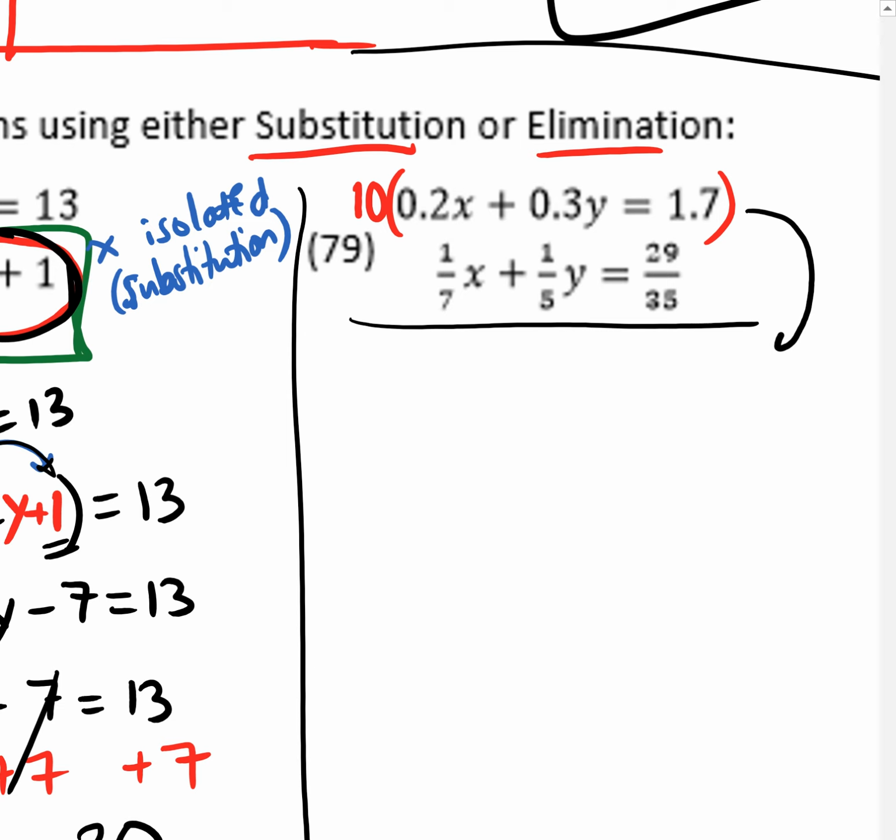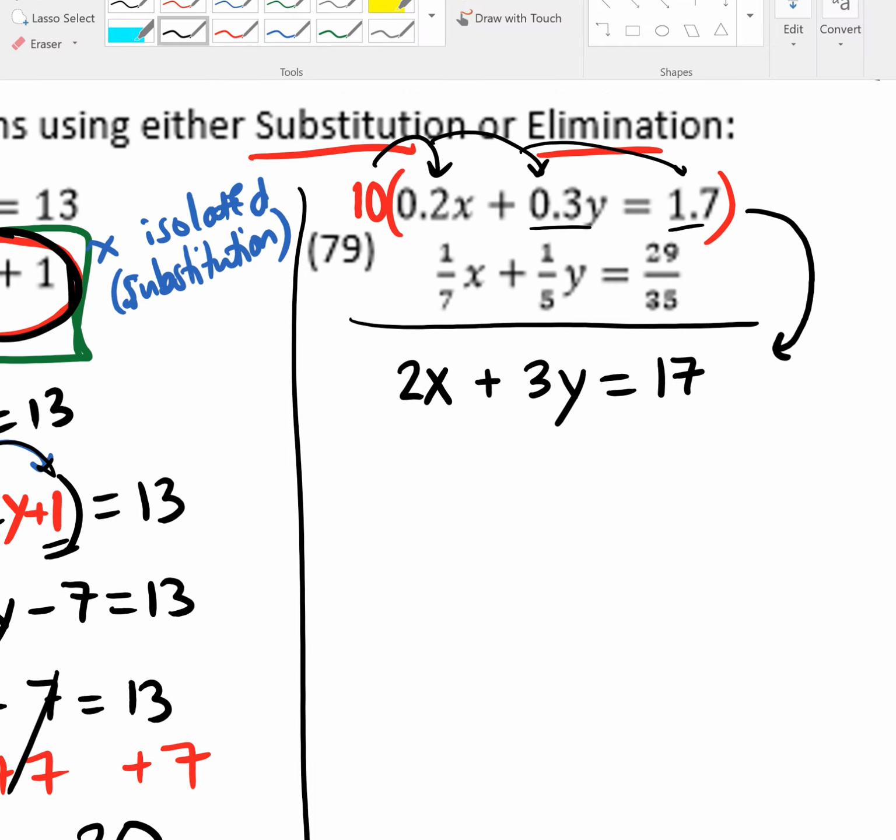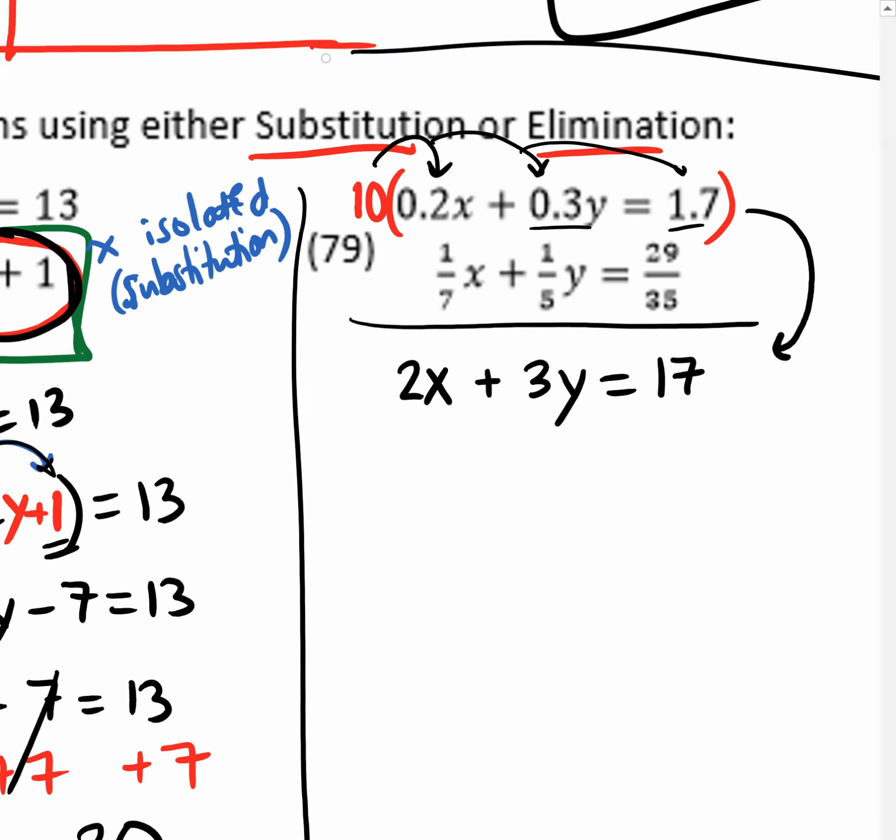So what would that guy become if I distribute the 10 onto all three terms? 10 times 0.2 is 2. That would become 2x. 10 times 0.3y would be 3y. And then 10 times 1.7 is 17. That's so much better. I'd much rather deal with that than 0.2x and so on.